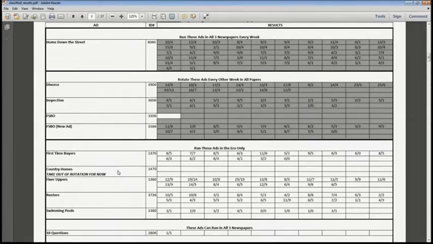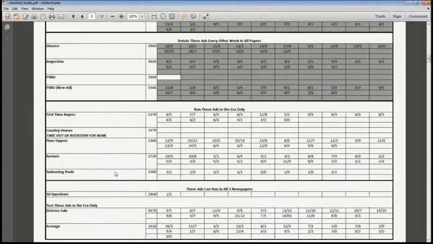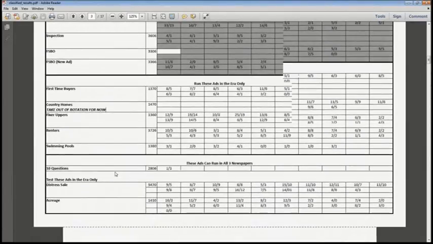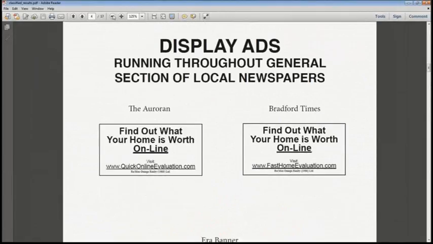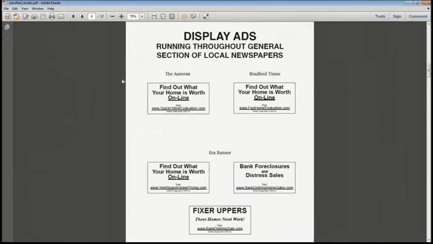Divorce, home inspection, for sale by owner. These are all the ads that we've been discussing. Okay, so these are on the coaching website. You can look at them. The actual campaigns I ran and the results that I got every time I ran them. Look at, not all of them worked. Country homes, take out a rotation for now. Okay, that one didn't work.